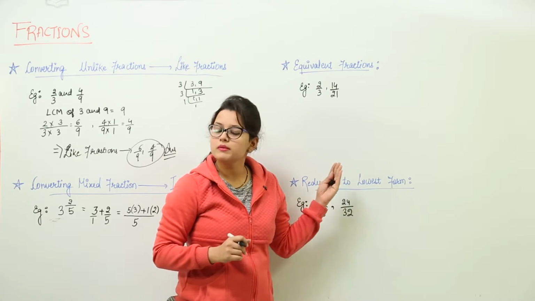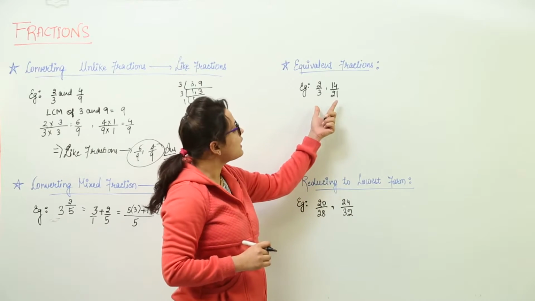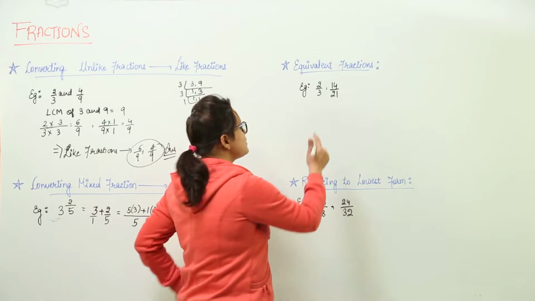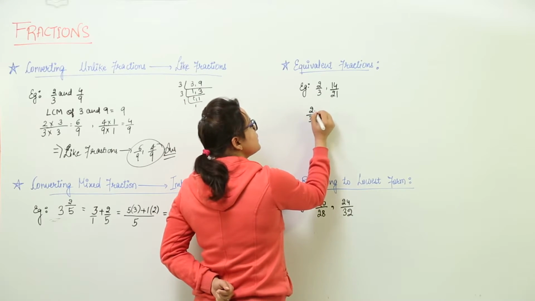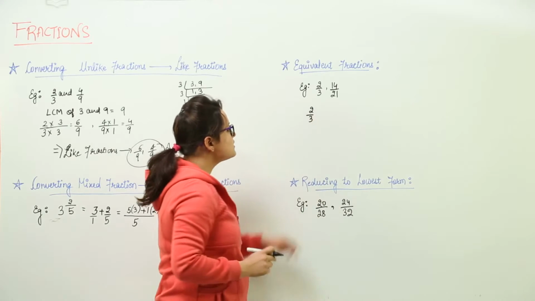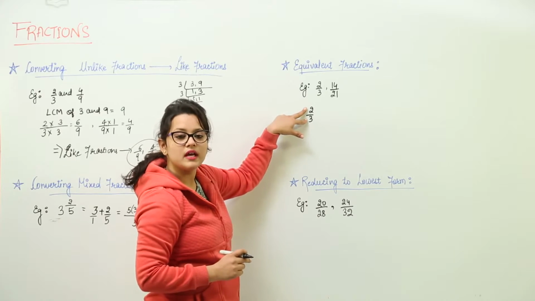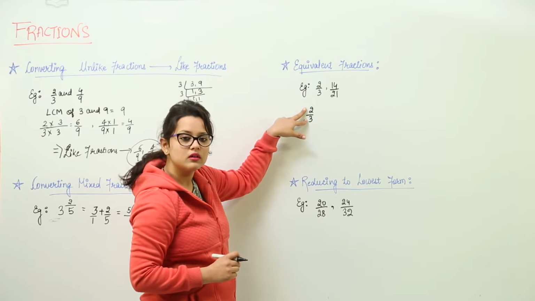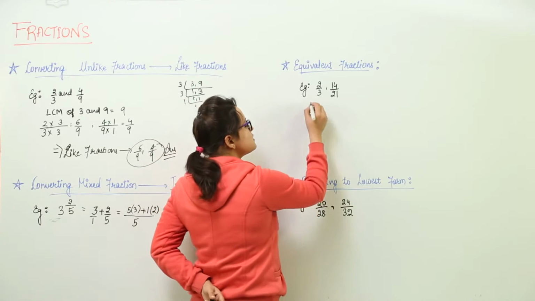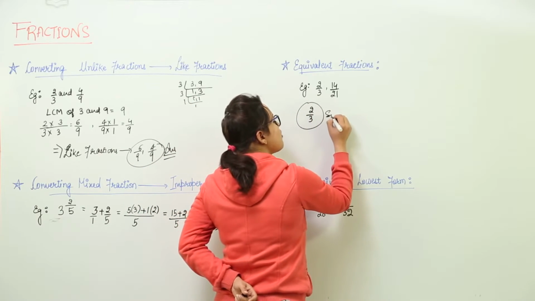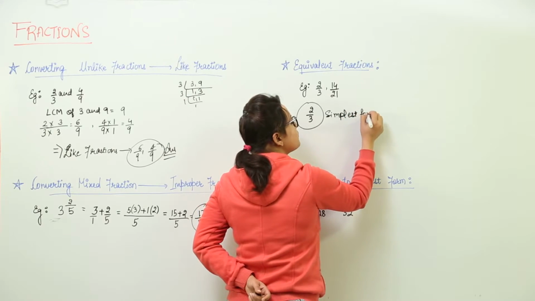The term equivalent means both the values must be equal. Now how do we calculate their values? Let us check. For calculating the value of 2 by 3, do the numerator and denominator of this fraction have any common factor other than 1? No, we do not have any other common factor than 1. So that means this is already in the simplest form.